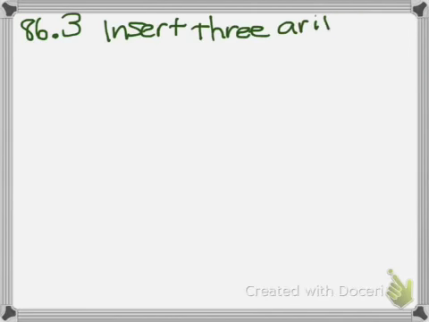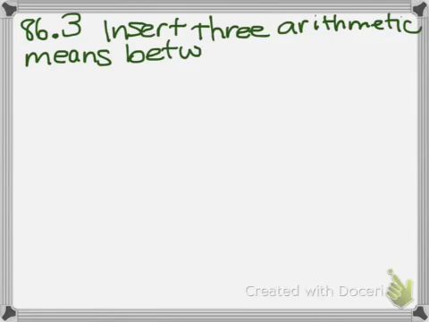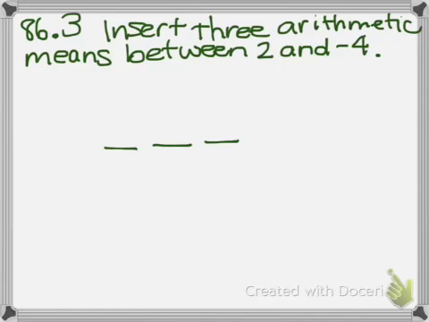Okay, another example. Insert 3 arithmetic means between 2 and negative 4. Okay, so the first thing I do is draw a diagram or draw an example. So we have our first number and our last number, and we need 3 means between them. So we'll use what we know to fill in our equation.